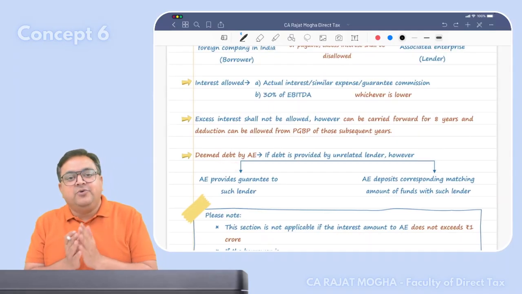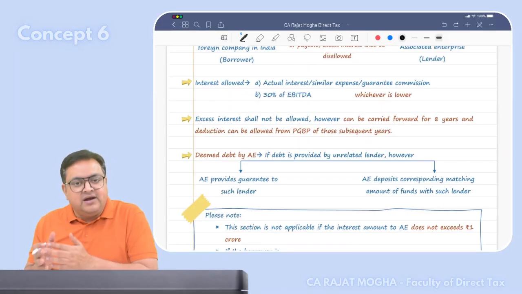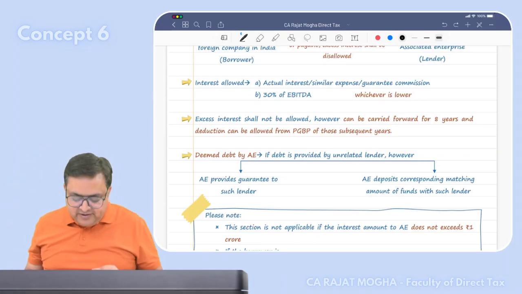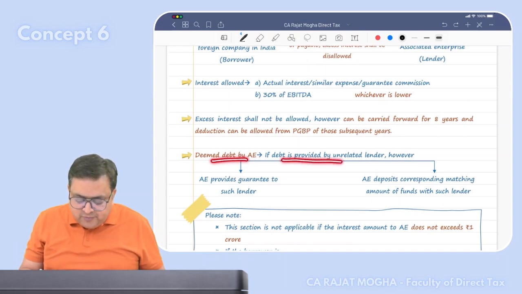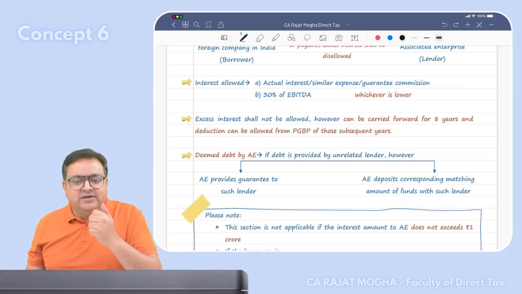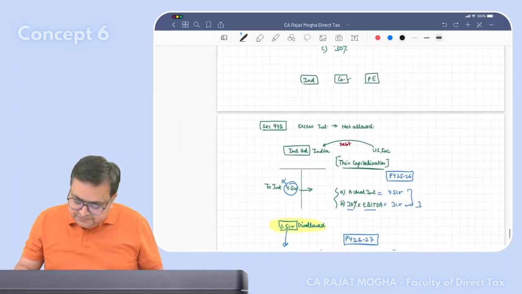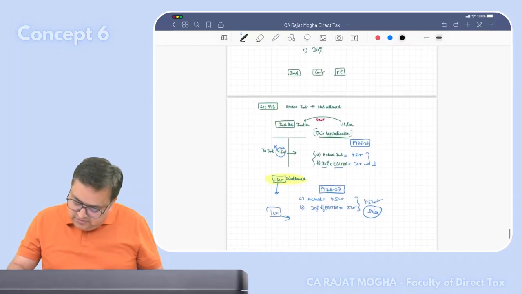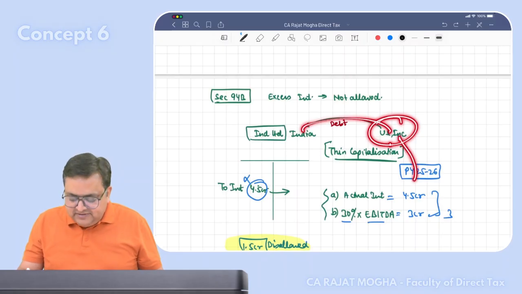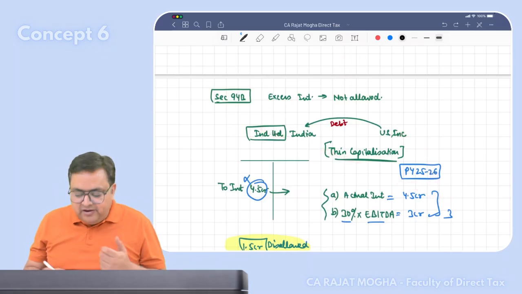So let's say you are not giving the interest to your direct associated enterprise, but indirectly you are giving it to some other unrelated person, while in the background your associated enterprise is working on it. So how does that work? Deemed debt by AE if the debt is provided by an unrelated lender. If any other person has given us the debt, however, why have they given the debt? Because our AE has provided a guarantee to them. So this is what I was discussing. Let's say US Incorporation is not directly giving the money, but they have incorporated some other person. They have created a dummy enterprise and they are giving us the debt. And why are they giving us the debt?